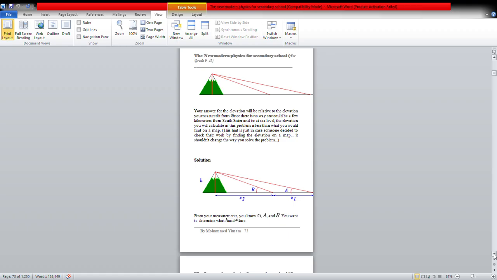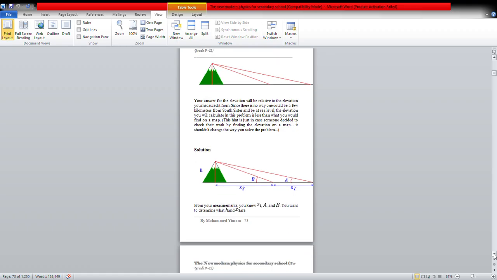This is the drawing. Your answer for the elevation will be relative to the elevation you measured it from. Since there is no way one could be a few kilometers from South Sister and be at sea level, the elevation you will calculate in this problem is less than what you would find on a map. This hint is just in case someone decided to check their work by finding the elevation on a map. It shouldn't change the way you solve the problem.